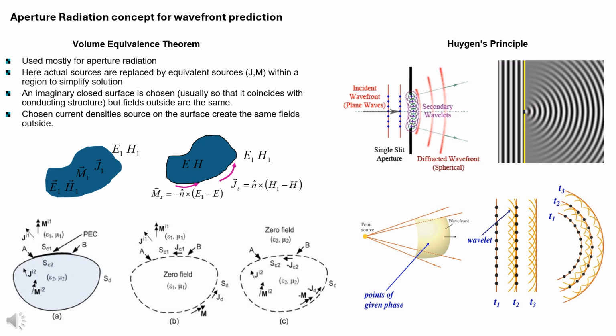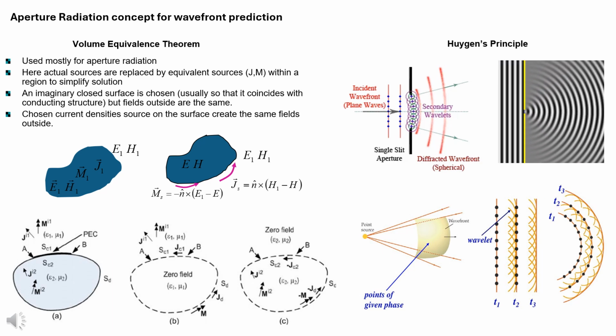As we move into the topic of aperture radiation, we begin by exploring the volume equivalence theorem. This theorem is crucial in understanding how electromagnetic fields can be represented and analyzed using equivalent sources. On this slide, you'll see a series of figures that illustrate the concept.